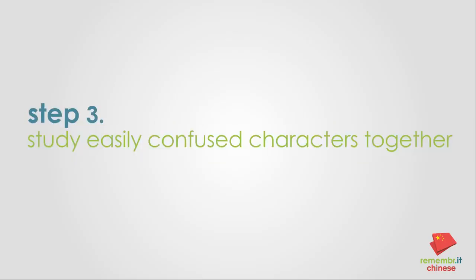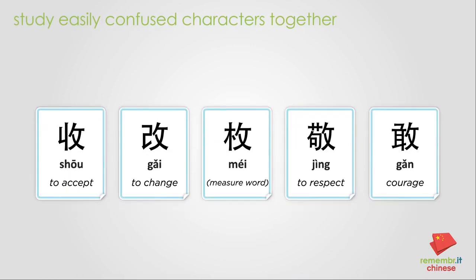Even so, it makes sense to study these characters together so you know where the exceptions are. Step 3. Finally, you should study easily confused characters together. For example, these characters have no real relationship to each other, but are easily confused. Studying them together helps you to learn how to differentiate them so they're easier to remember.